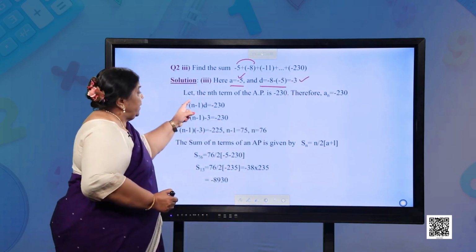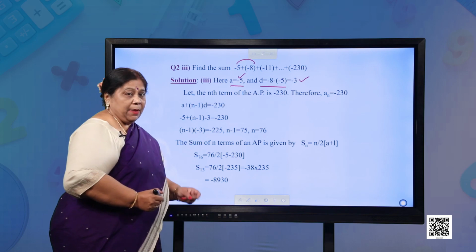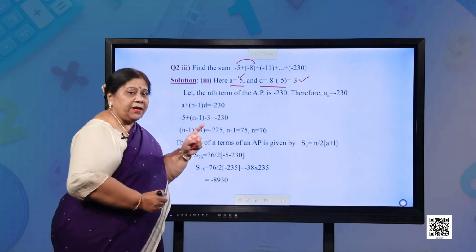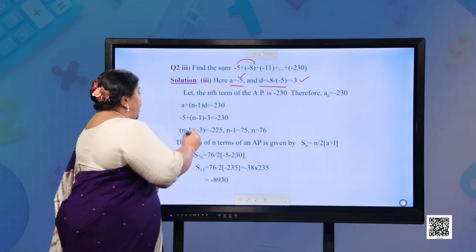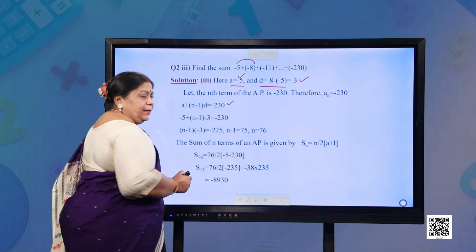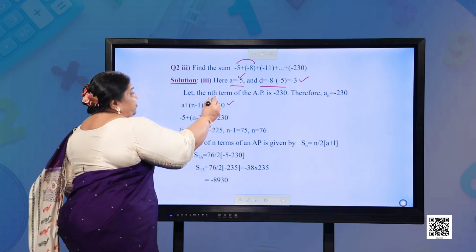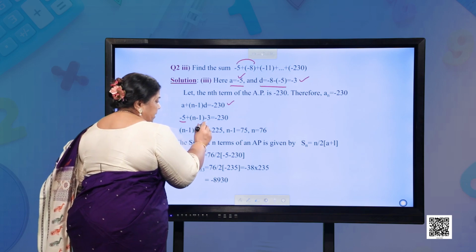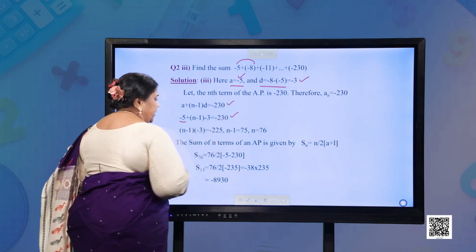Okay. Let the nth term of the AP be minus 230. So, An is equal to minus 230, we will substitute. We have A plus n minus 1 into D is equal to minus 230. What is the value of A? Minus 5 plus n minus 1 into minus 3 is equal to minus 230.